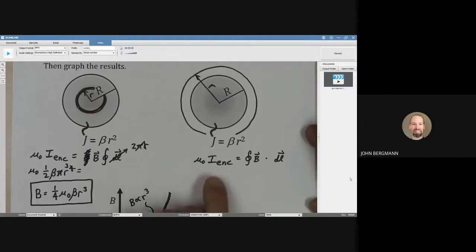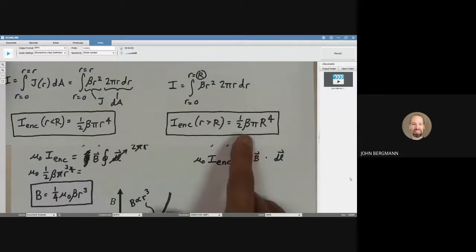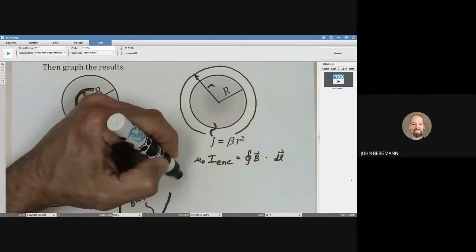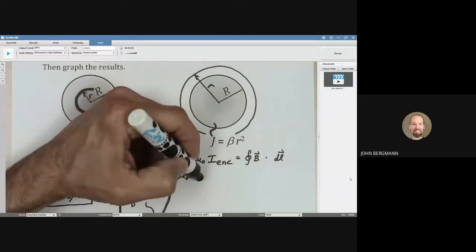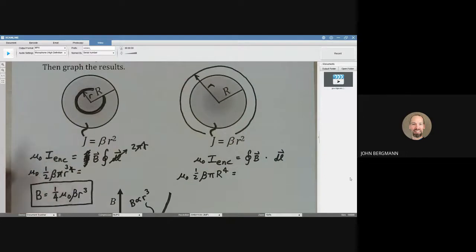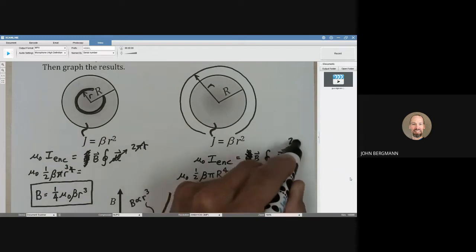Now we're going to take our I enclosed equation. Let me flip back here real quick. Our I enclosed equation for this case is 1/2 beta pi big R to the fourth. So let's put that in here. 1/2 beta pi big R to the fourth, and that's going to equal the same integral. Once again, the magnetic field strength is going to be constant at each particular location of little r, so we can pull that outside the integral. We're going to end up integrating all around the circle, which is 2 pi little r.